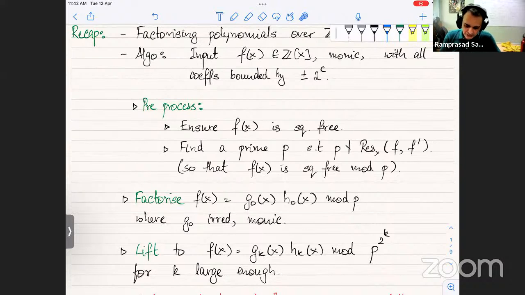Secondly, you also want to make sure that f remains square free when you consider it modulo p. Since we have dealt with the resultant for so long, this basically amounts to looking at the resultant of f and its derivative, which is a number. Now you just want to make sure that if the number was non-zero, it remains non-zero even when I go modulo p.